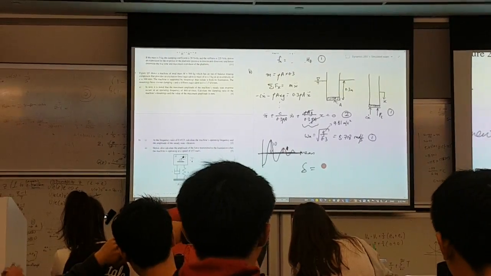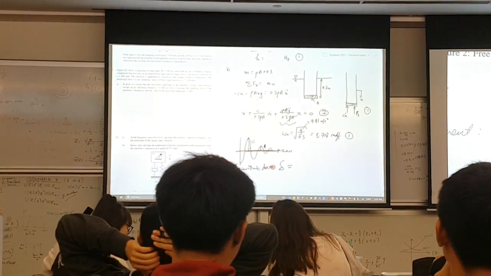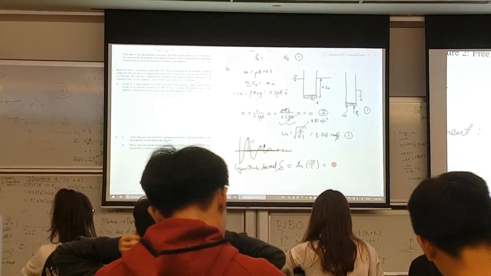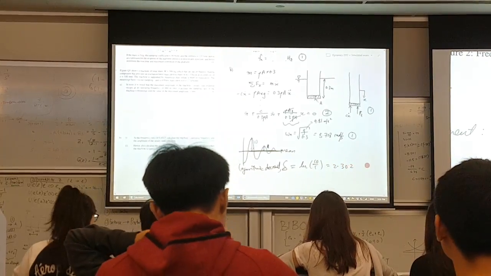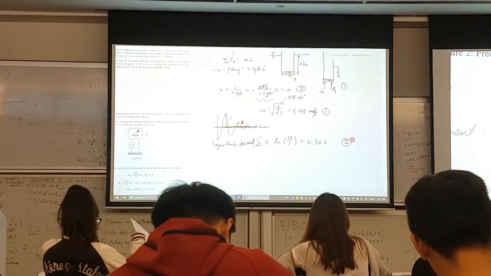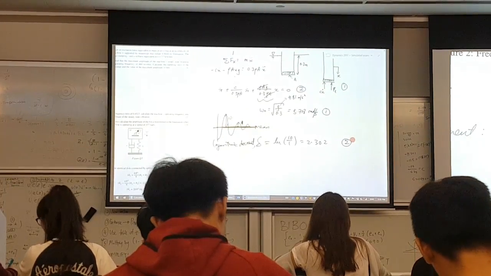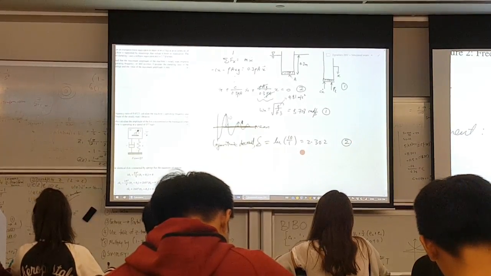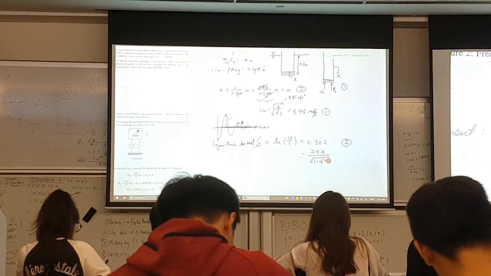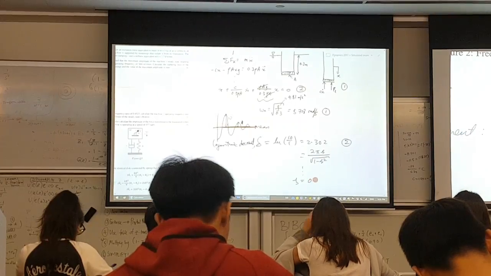And logarithmic decrement is ln of 10 over 1. So that's 2.302. And this will get you 2 marks. Right? So since this is also equal to 2 pi zeta over square root 1 minus zeta squared, you can find out what is zeta. So zeta is equal to 0.34.